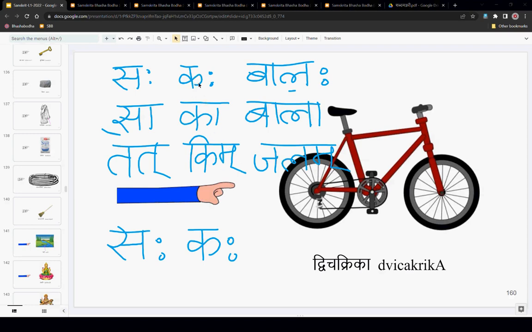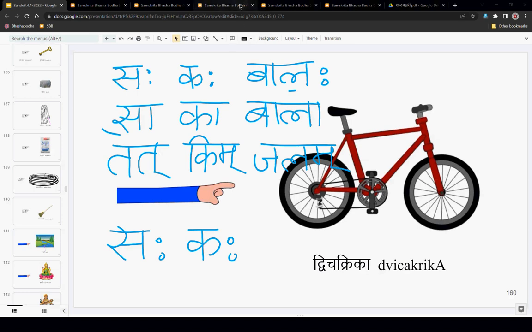Whereas kaha, ka, kim, these have their own lingam. Saha, kaha, here kaha is pullingam. Sa, ka is strilingam. Tat, kim is Napunsakalingam, and it is used as a visheshanam, an adjective, for tat. Tat means that, which is Napunsakalingam, and kim is associated with it as an adjective to that word. In Sanskritam, adjectives have to be in the same lingam, vachanam, and also vibhakti.